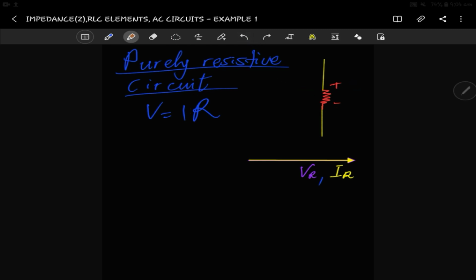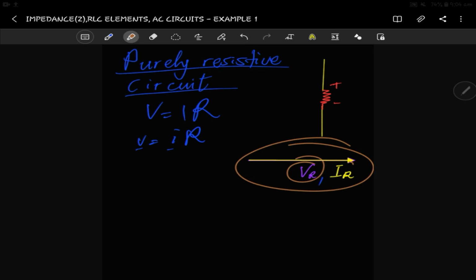For this particular one, because we are dealing with AC and trying to find instantaneous values, we write this as small v, small i, and then a capital R. These are functions of time. For a purely resistive circuit, the voltage and the current across the resistor are in phase. If we draw their phases, it will appear something of this sort. So the voltage across the resistor and the current across the resistor are in phase.